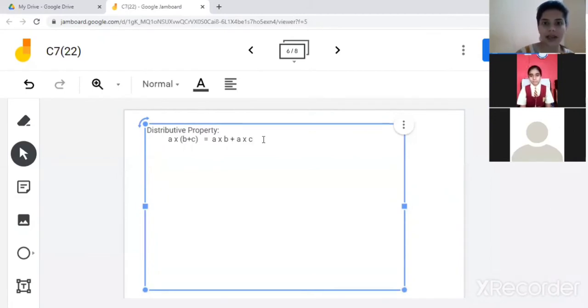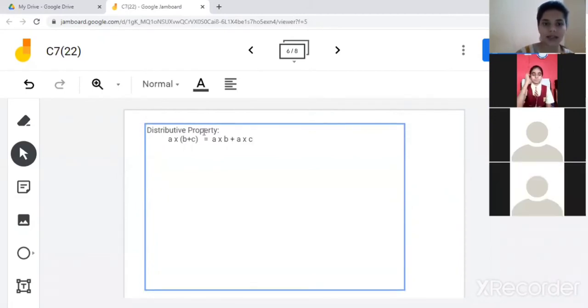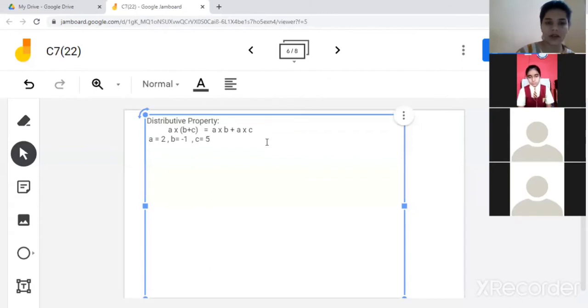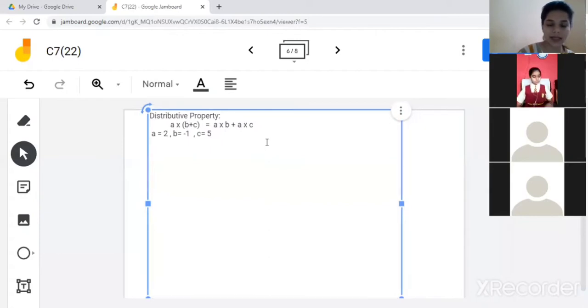Suppose I am taking three numbers: a equals 2, b equals -1, and c equals 5. If we put values in the LHS, the left hand side, the left hand side is a multiplied by (b plus c).